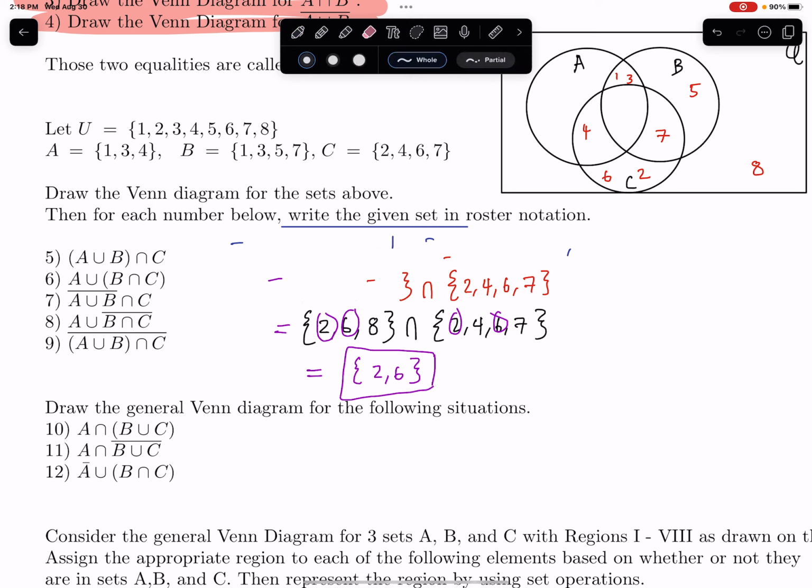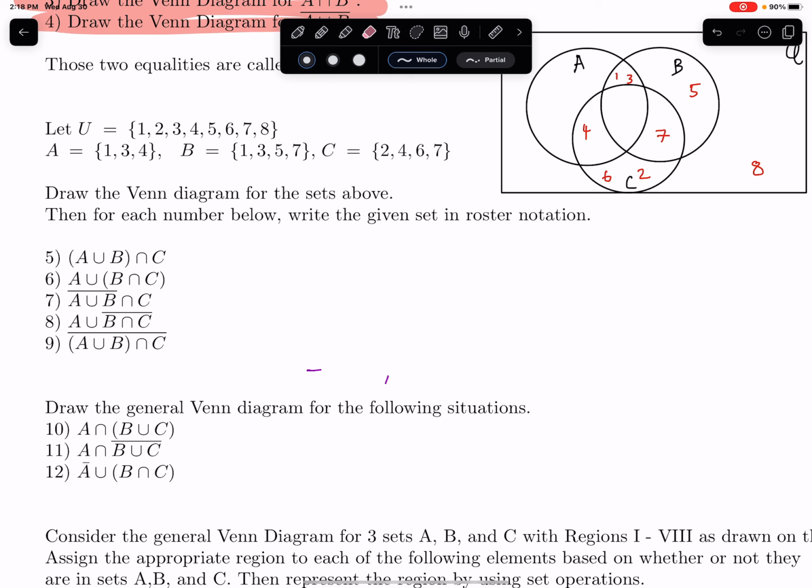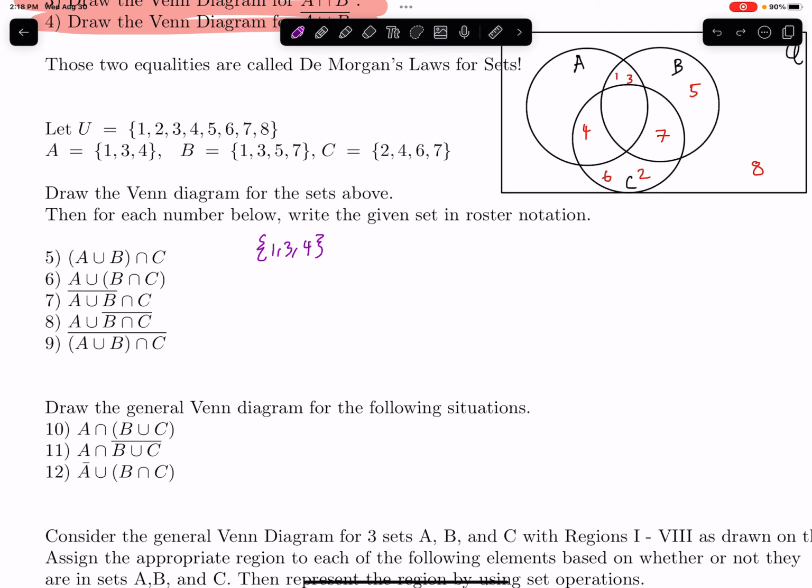Number 8. And then number 9 after that. Okay, so this is number 8. Remember, first step, just copy down what the sets are. I've got A first, which is 1, 3, 4. Then I've got this union symbol right there, right? And then I've got B, which is 1, 3, 5, 7. I've got an intersection symbol. I've got C, which is 2, 4, 6, 7.